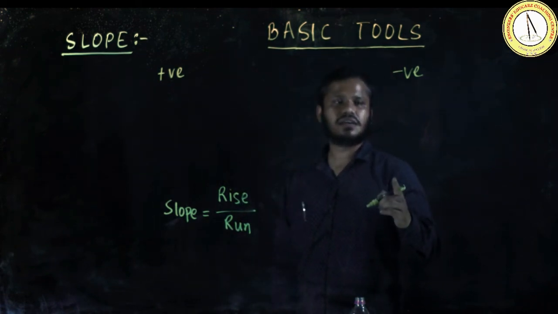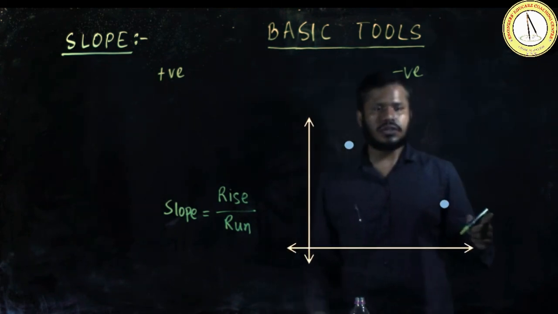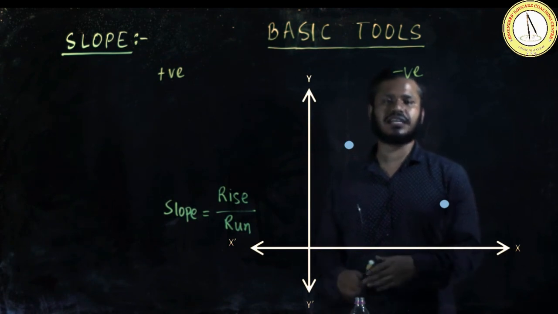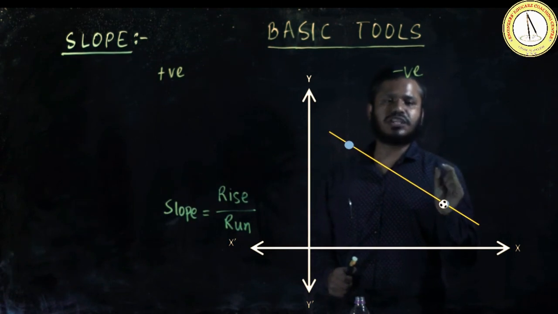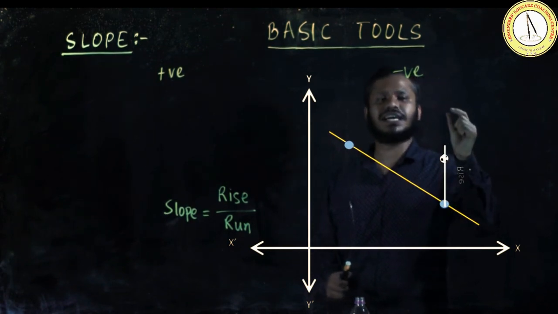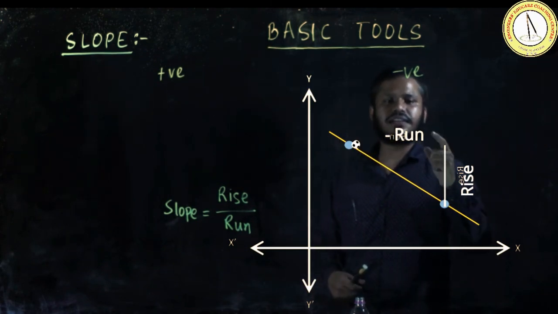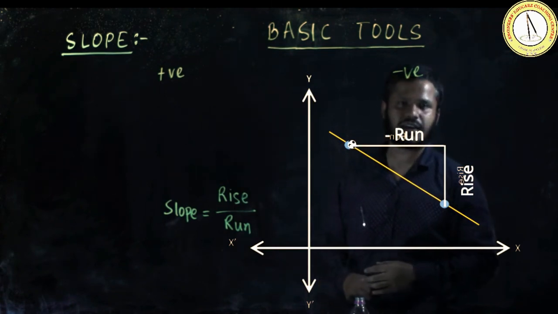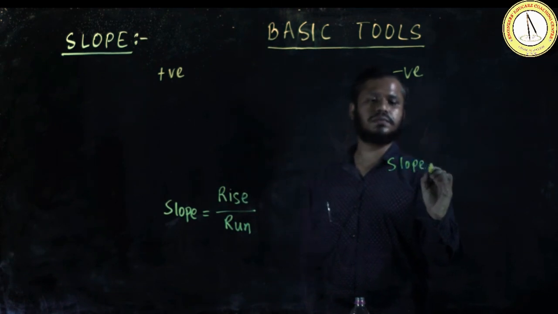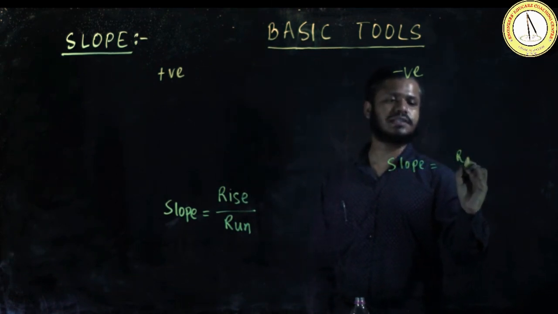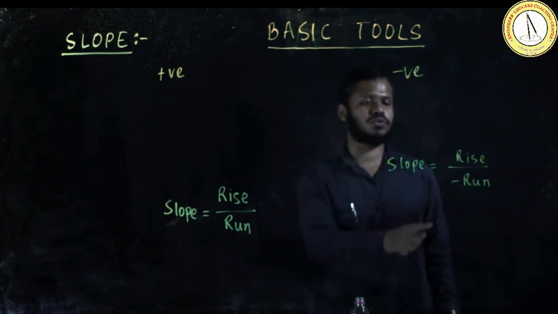Next, in order to understand the negative slope, you can see there are the coordinate axes. In the negative slope, how is the object moving? The ball is moving upward and then it is moving in the negative direction of the x-axis. So here the negative direction of the x-axis denotes that it is a negative slope. Here slope will be equal to rise, and run will be negative. That's why it is a negative slope.